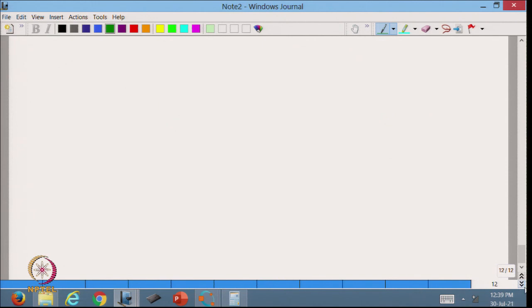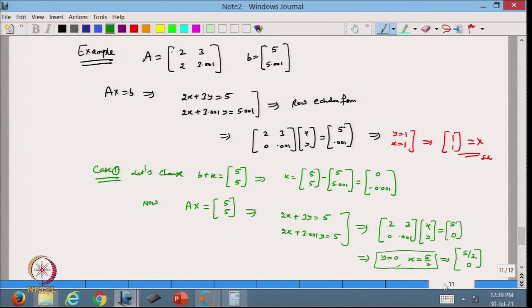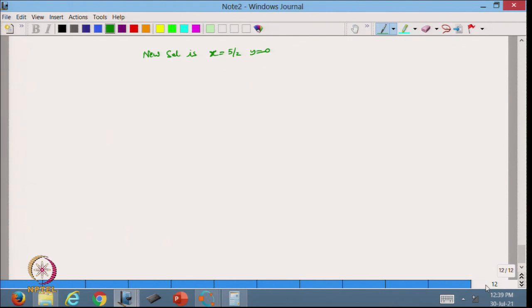So, now my new solution is x is equal to 5 by 2 and y is equal to 0. So, you can see from here that a small change on the right hand side can lead to a big change in the solution. Here it is 1, 1 and now it is coming 5 by 2 and 0. So, this is what we got from here.